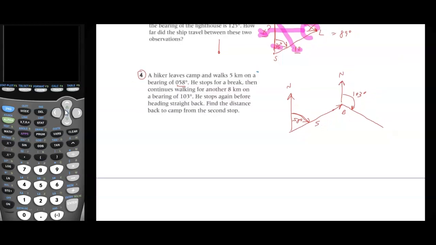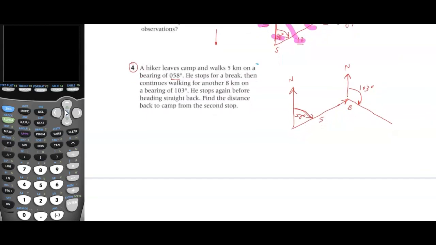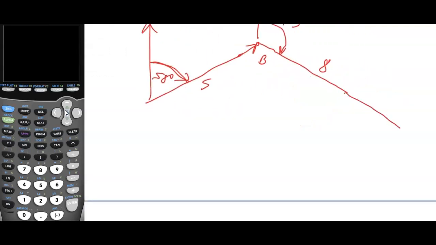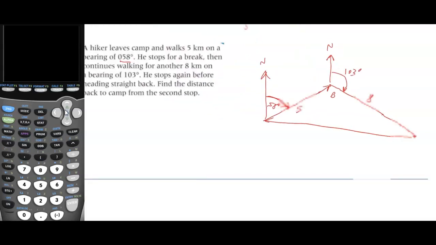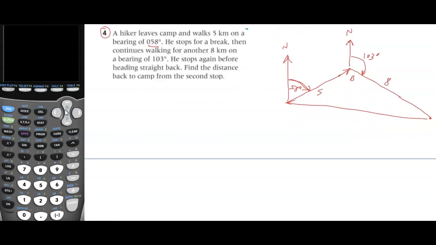He stops again before heading straight back. Find the distance back to camp after this drive. So he walks for 8 kilometers here, so this is even farther. And then he stops, and then he heads back, which is this one here, okay? So, whoa, this is definitely a non-right triangle problem. And let's see, how can we figure this out? So we have angles that are outside the triangle, but we don't really have any angles that are inside the triangle, which is pretty challenging.